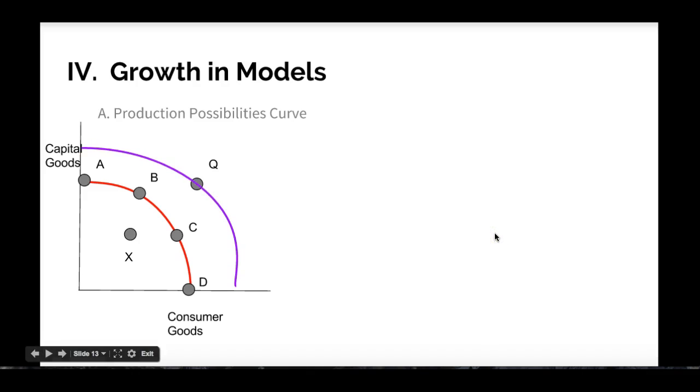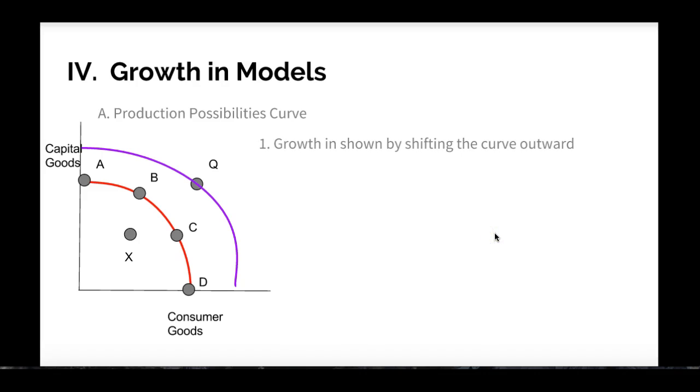That would shift us on our curve all the way out to this awkwardly shaped purple line, right? And so this brings us to what we've been talking about with this unit. Economic growth is shown by shifting this curve outward. And remember all of those things that we've been carrying throughout this unit that cause economic growth: increases in physical capital, increases in human capital, and increases in technology.